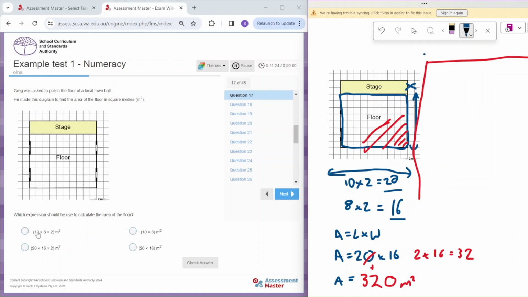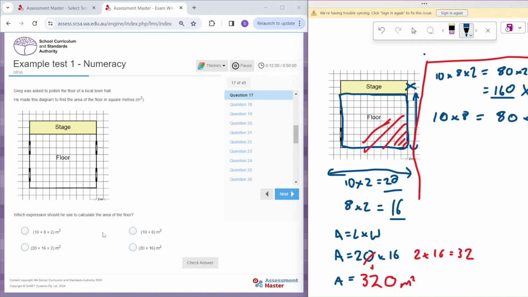The first one, 10 times 8 times 2. That equals 80 times 2. And 80 times 2, or I can do 8 times 2, 16, and add the 0, 160. So that one is not the right answer because it doesn't give us that 320. Try the next one, 10 times 8. For this one, 10 times 8, well, we can do 1 times 8 and add a 0, 80. Definitely not the right answer, even further.